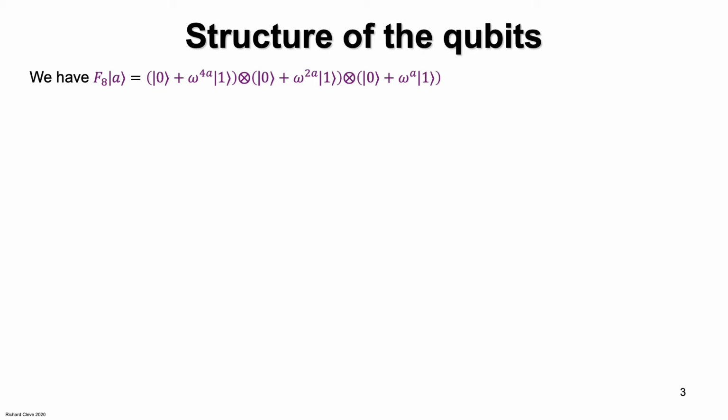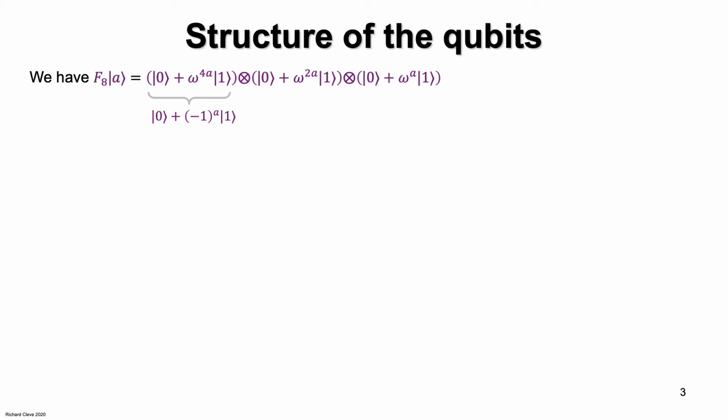For concreteness, we're going to focus on the example F8. So A is a 3-bit binary string, and this is the expression for F8 applied to the computational basis state ket A. Let's start with the first qubit: ket 0 plus omega to the 4 ket 1. What's omega to the 4 when omega is an 8th root of unity? Yes, omega to the 4 is minus 1. So we can simplify the expression to ket 0 plus minus 1 to the a ket 1.